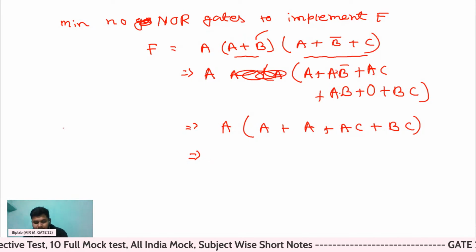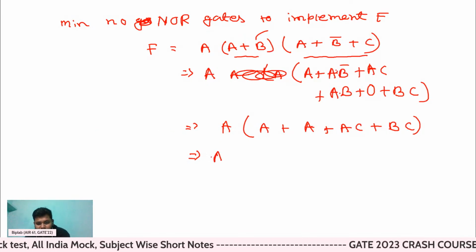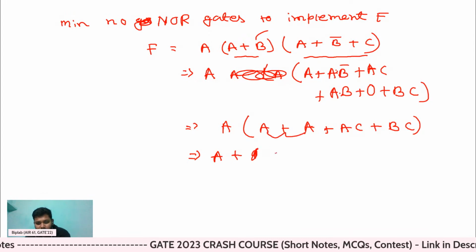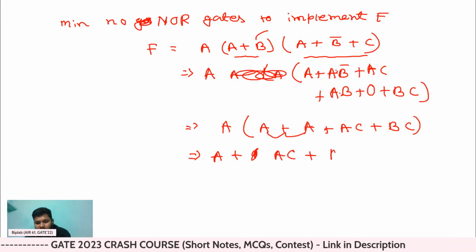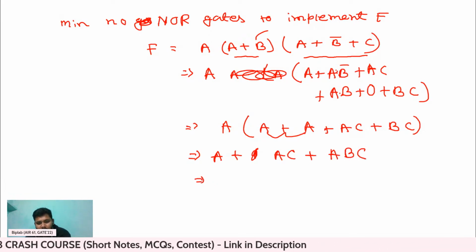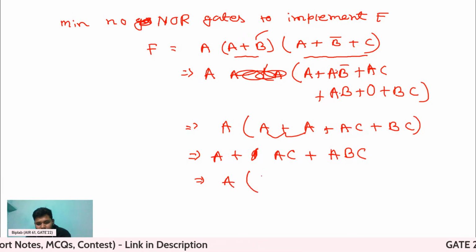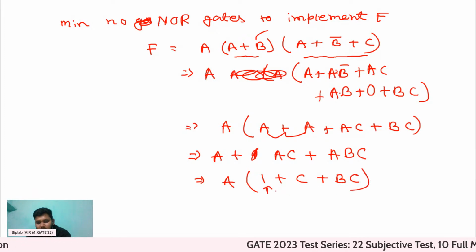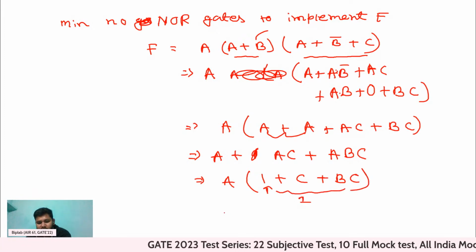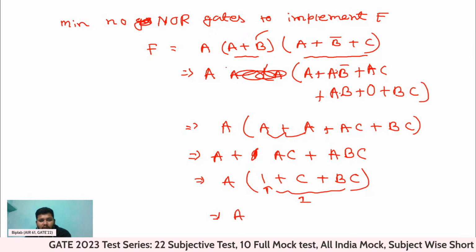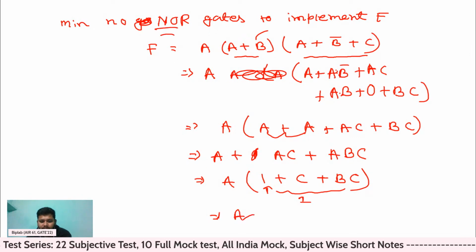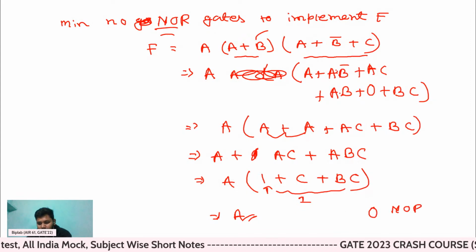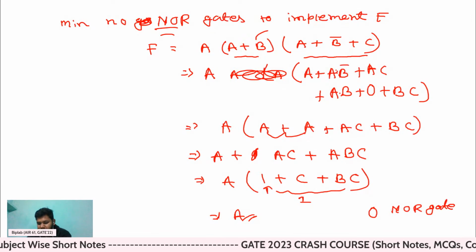the answer now? Okay. So let us also multiply this A now. A plus. Now we can add these two A and your answer will be A plus AC plus ABC. Okay. So now if you take A as common, so your answer will be 1 plus C plus BC. So you have 1, which makes the whole equation 1, and your result will be A. So how many NOR gate you need to implement A? You already have all the inputs, so you need 0 NOR gate. Okay, 0 NOR gate.